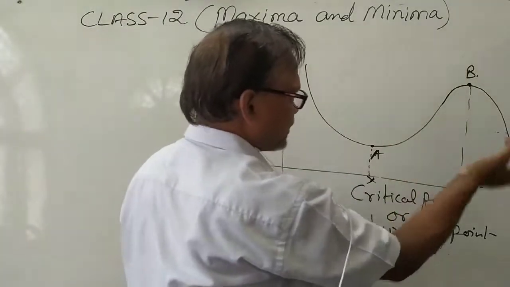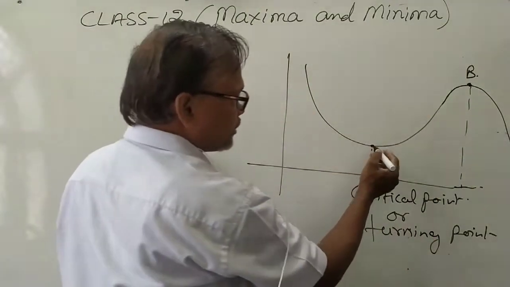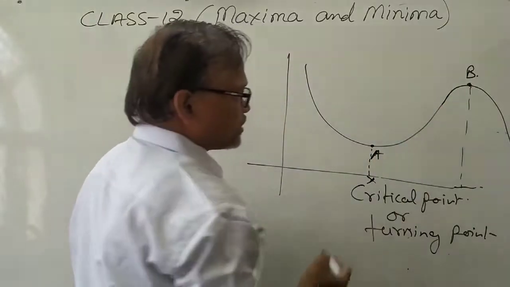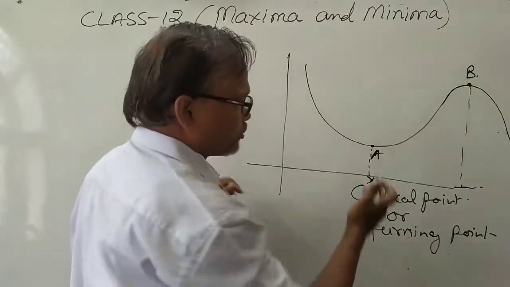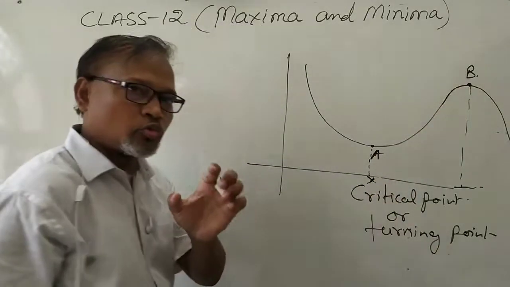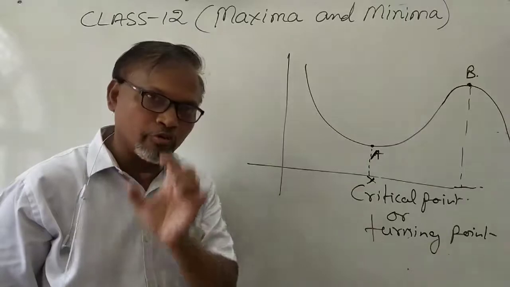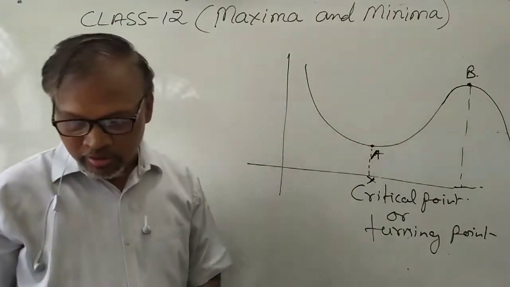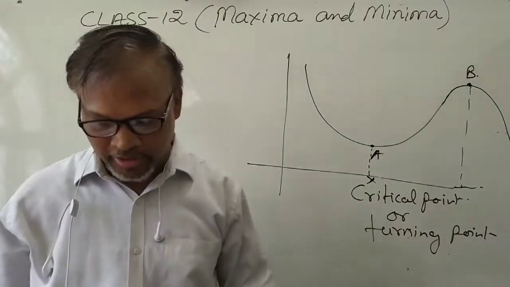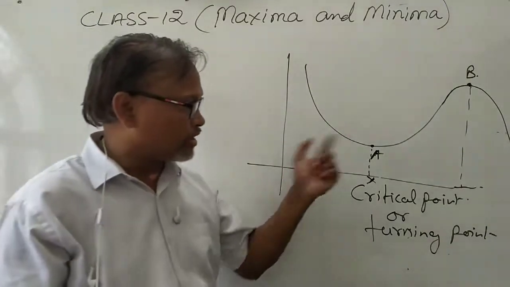If the curve is lengthy, meaning the domain is given and the curve turns at 2 or more than 2 points, then you will get 2 or more than 2 turning points or values of x. These are the values of x. So how to find the value of this turning point?